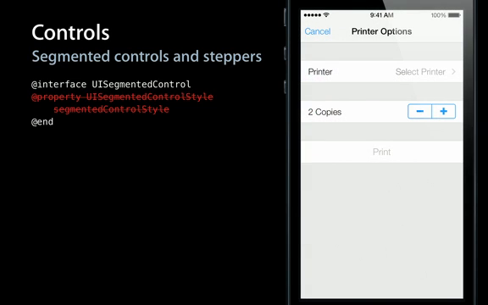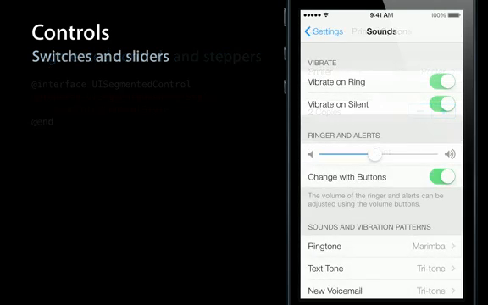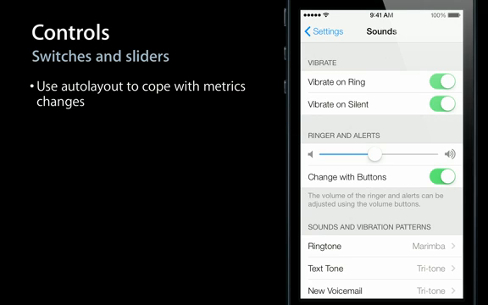And we've done a very similar thing for steppers. They're also largely transparent. They also support tint color, so they too will look great over a wide variety of backgrounds. Now, we haven't changed the API for switches and sliders, but we have changed the metrics. They're a different size now. And if you haven't yet adopted auto layout in your application, this is a fantastic way to account for metrics changes like this in the operating system.